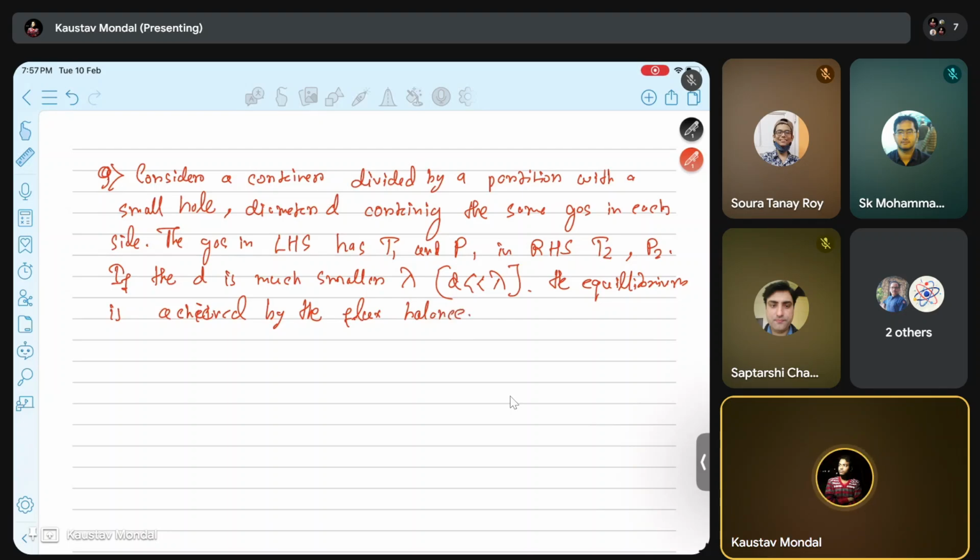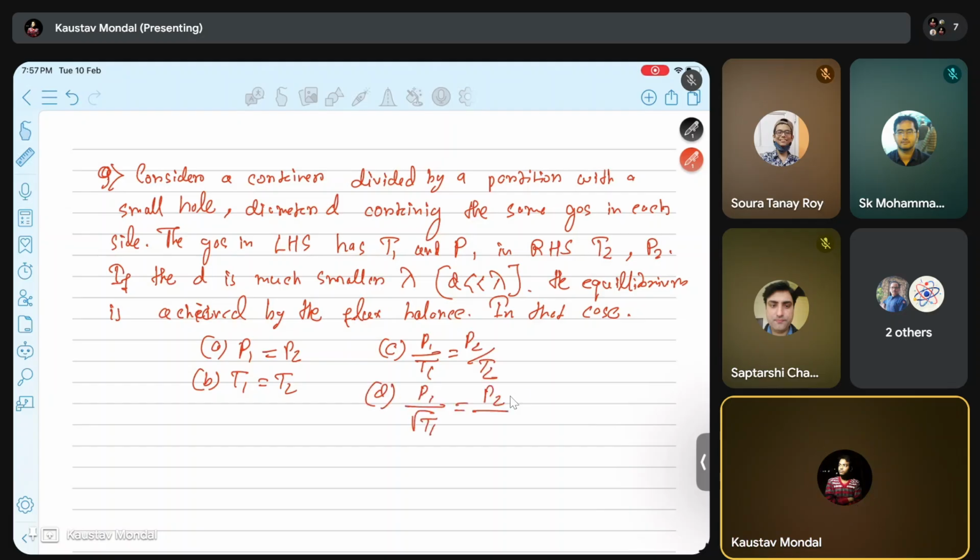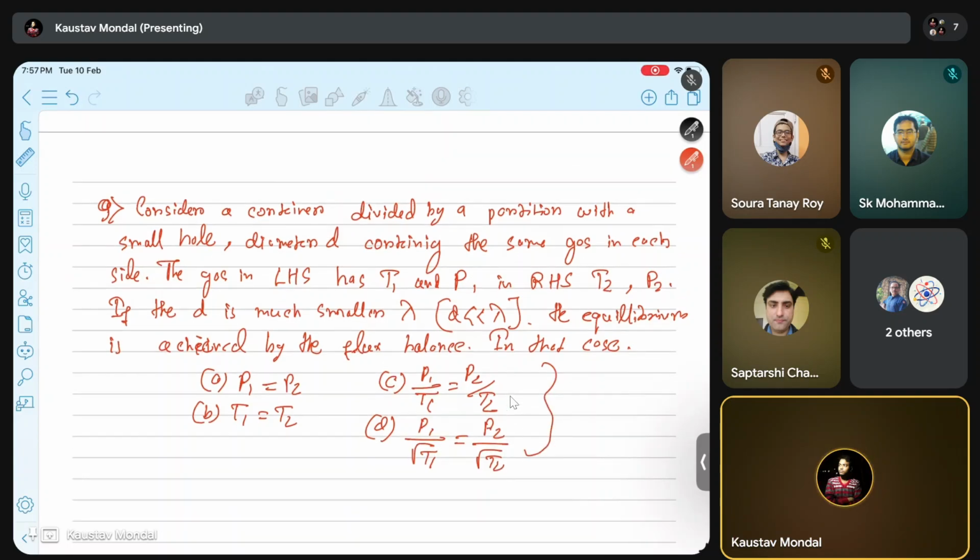In that case, what is the condition of the equilibrium? First option is pressure 1 should be equal to pressure 2. Option B is temperature 1 should be equal to temperature 2. Option C is P1 by T1 should be equal to P2 by T2. Option D is P1 by root under T1 should be equal to P2 by root under T2, okay. So these are the options given.